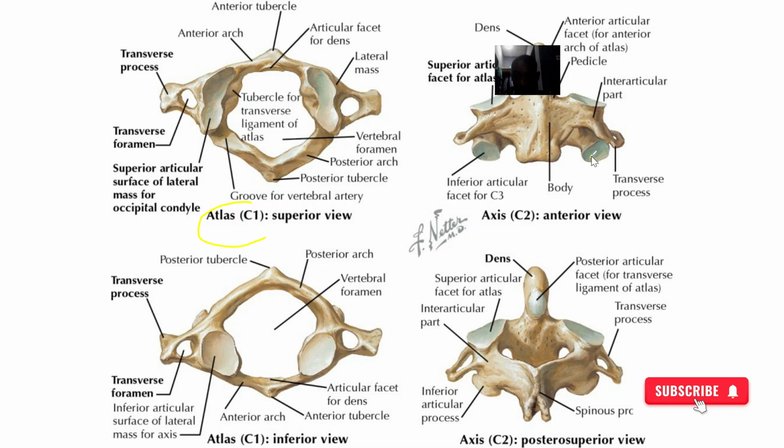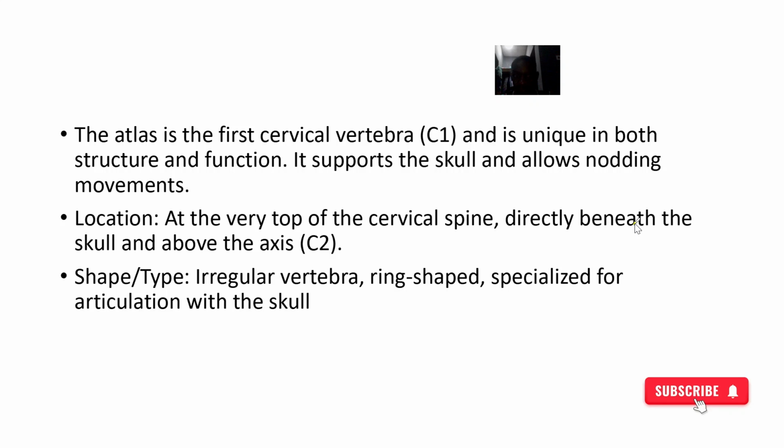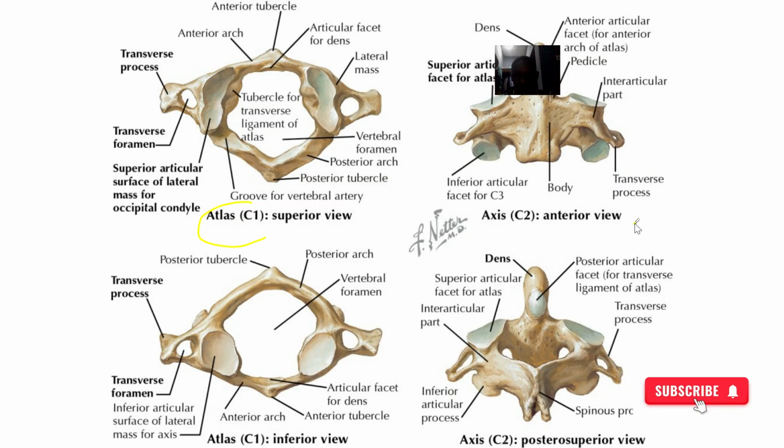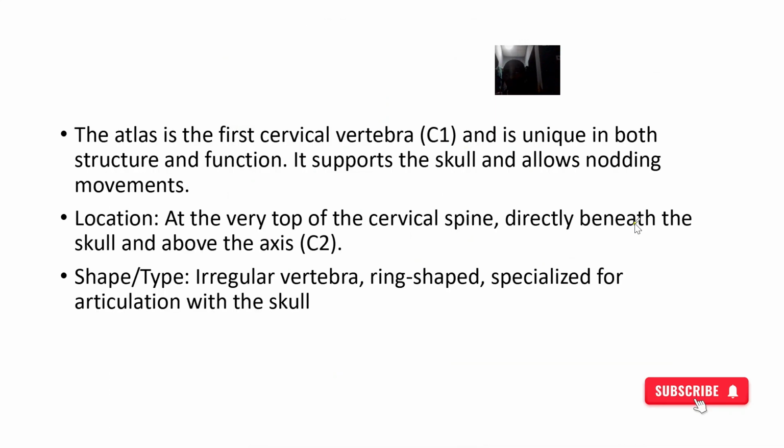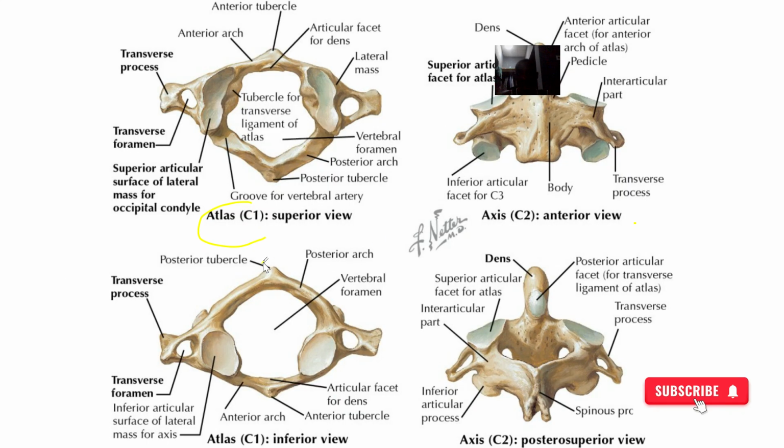So for the C1, what we got is this. It's the first cervical vertebra and is unique in how it looks and the work it does. It supports the skull and allows nodding movements. Location: at the very top of the cervical spine, directly beneath the skull and above the C2. So you have the C1 followed by the C2.